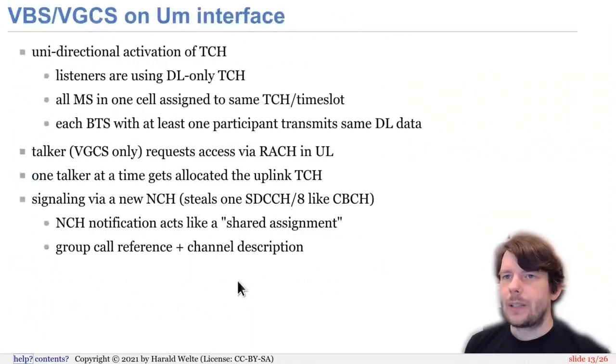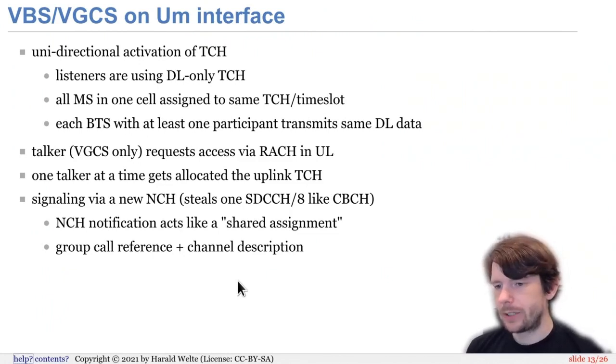So let's have a bit of a look how the group and broadcast calls work on the radio interface. They also use TCH traffic channels like normal voice calls in GSM. However, there's a new provision for unidirectional activation of traffic channels, which means that all the people who are listening to a call are using a traffic channel only in downlink direction. And all of the mobile stations within that BTS share that same TCH and time slot. So this way you can have very efficient group communication.